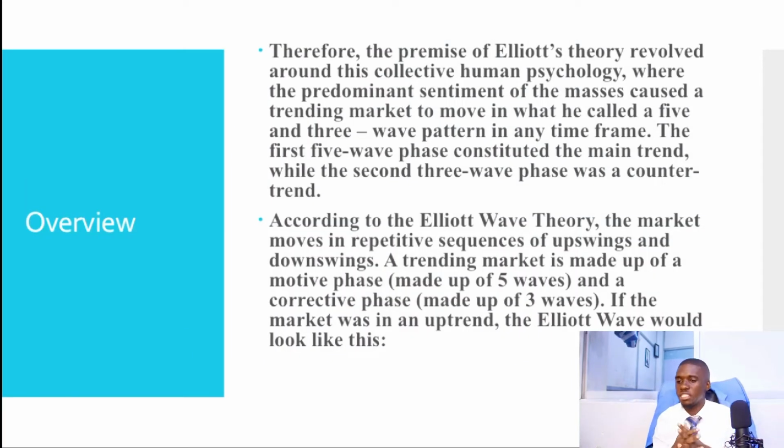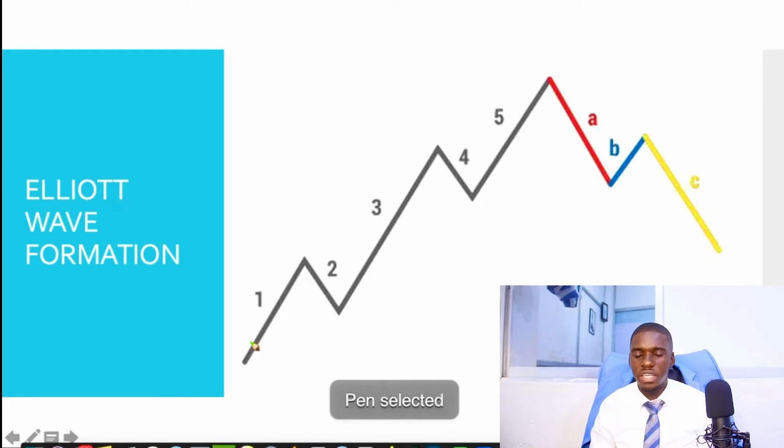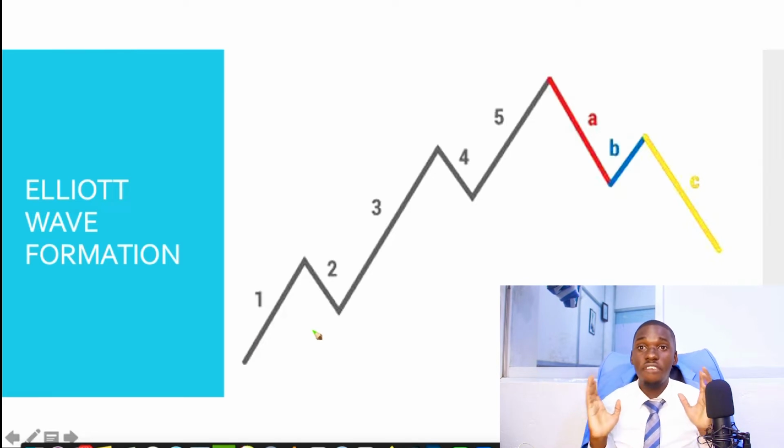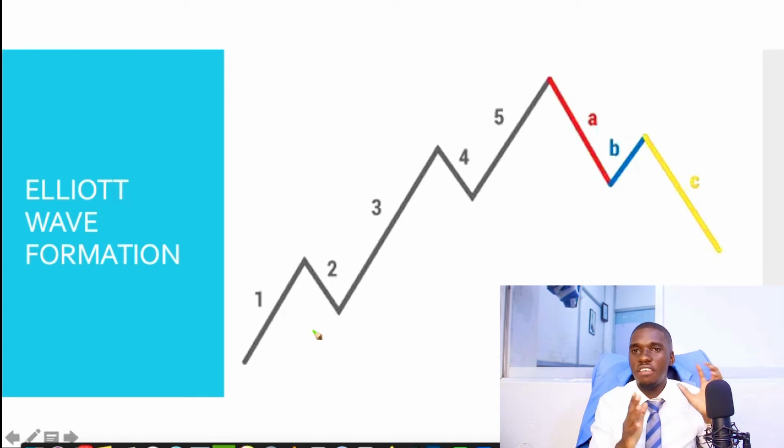According to the Elliott Wave theory, the market moves in a repetitive sequence of up swings and down swings. A trending market is made up of a motive phase, made up of 5 waves, and a corrective phase made up of 3 waves. If the market was in an uptrend, the Elliott Wave would look like this. So like I've told you, having looked at 75 years of stock market data, he realized that as people are investing or trading, they form a 5-3 wave pattern.